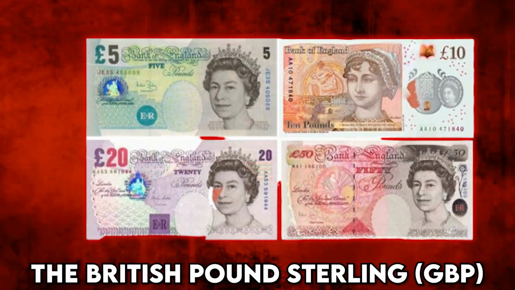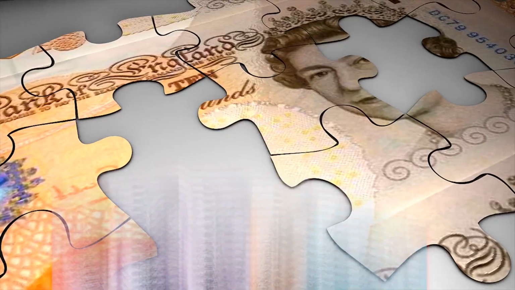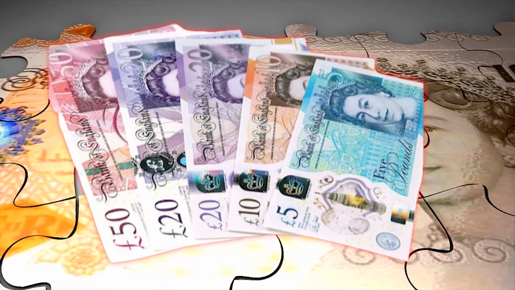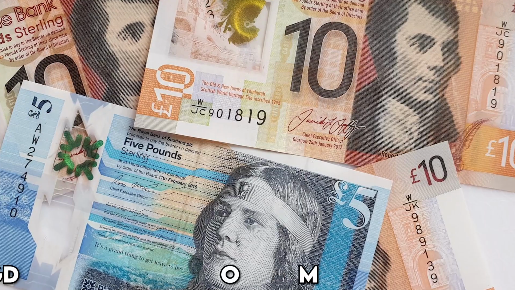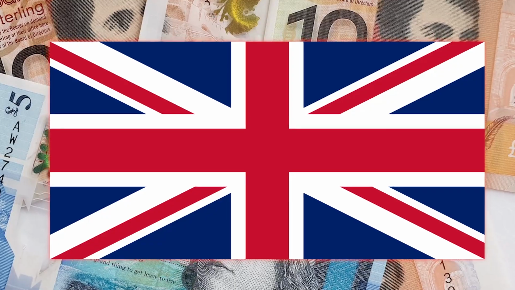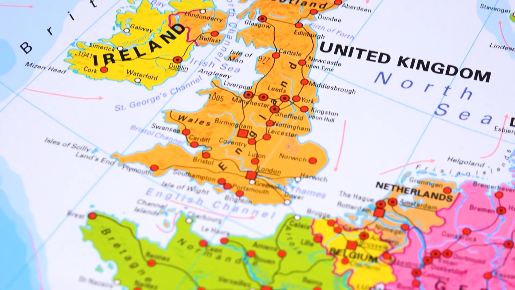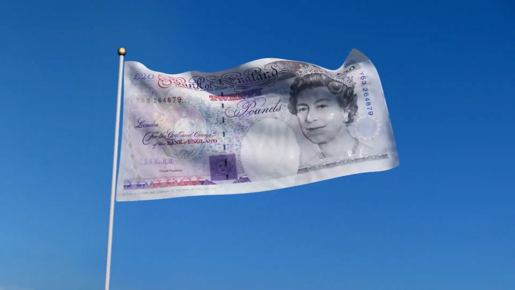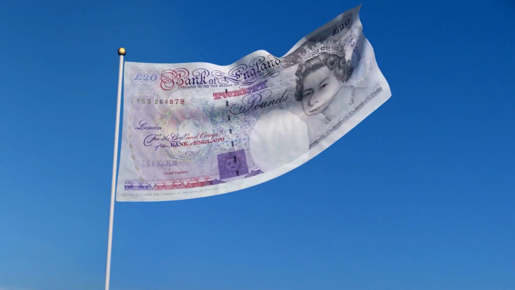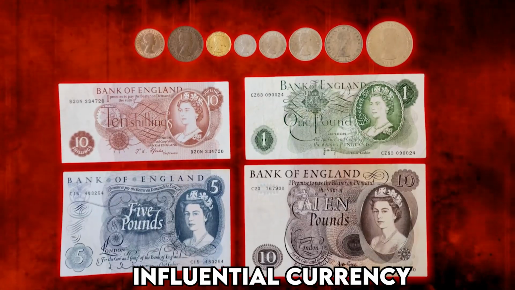The British pound sterling, GBP. As one of the oldest currencies still in use, the British pound sterling has a rich history. The pound is the official currency of the United Kingdom and its territories. Although the UK is no longer the global economic powerhouse it was during the height of the British Empire, the pound remains a strong and influential currency.